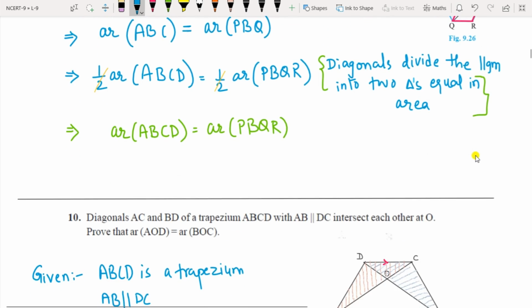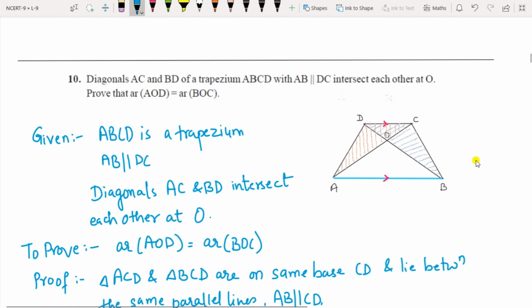That was question 9. Question 10 is: AC and BD are the diagonals that intersect at point O and ABCD is a trapezium. You have to prove that area of AOD is equal to area of BOC. Consider triangle ACD and triangle BCD. These two triangles are on the same base CD and lie between the same parallel lines CD and AB. Therefore area of triangle ACD will be equal to area of triangle BCD.